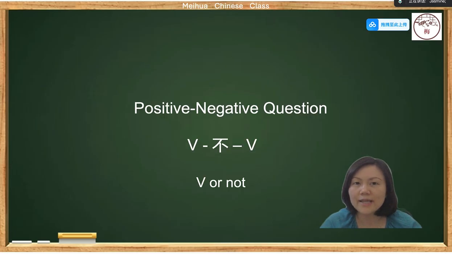Today we are going to learn a very commonly used question that is the positive negative question. The pattern is verb bu verb or adjective bu adjective. It is used to confirm whether somebody is going to do something, or whether something is in a certain state or not.